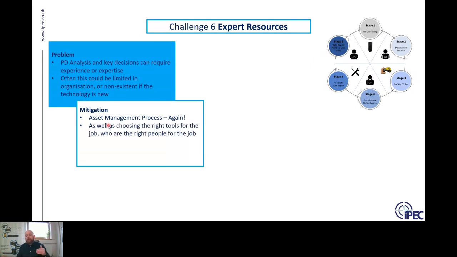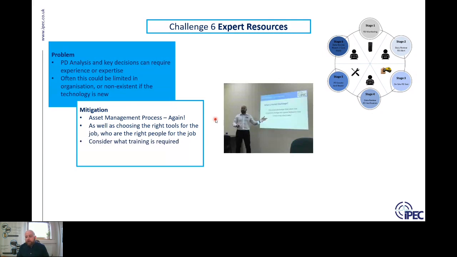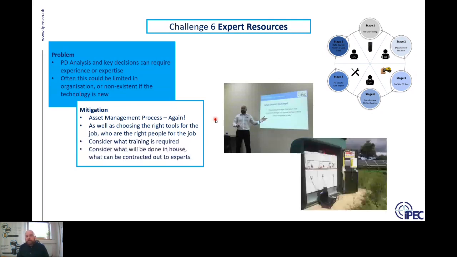As well as choosing the right tools for the job, you need to also consider who are the right people for the job. And I don't just mean people in your organization, I mean people outside of your organization. So is training required for people in your organization, or do you need to use third parties? And again, remember, you have thousands of assets, but when you get down to this level of location and repair and expert assessment, you will be doing this on less than 5% of your assets. So it's not guaranteed that it's not cost effective to use a third party.